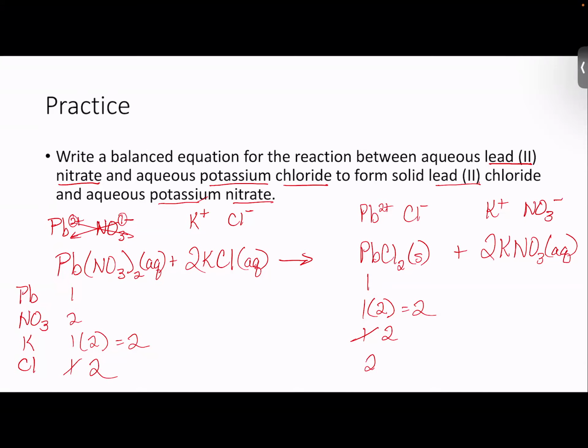So I had 1 potassium on the reactant side. I now have 2 on the product side. To get the same amount on the reactant side, I multiply the reactant side by 2. Whatever you multiply by becomes the coefficient. So this gave me 2 potassiums, but it also gave me 2 Cl, ultimately balancing this equation.